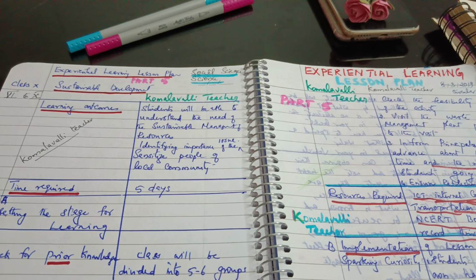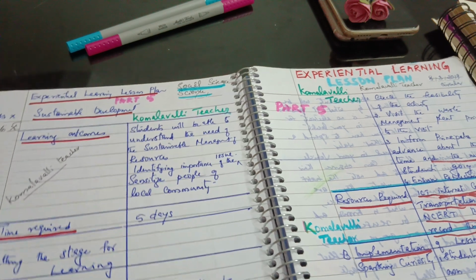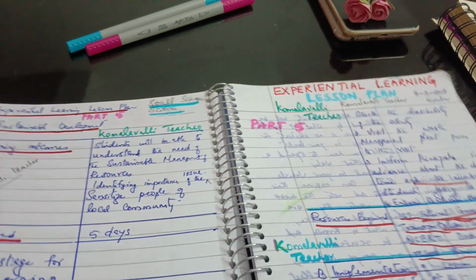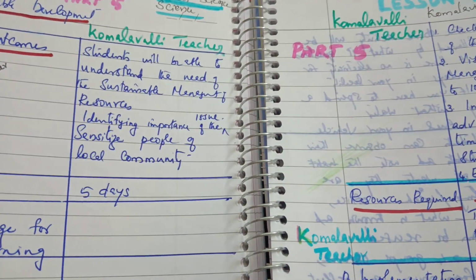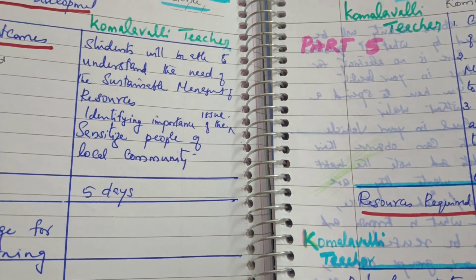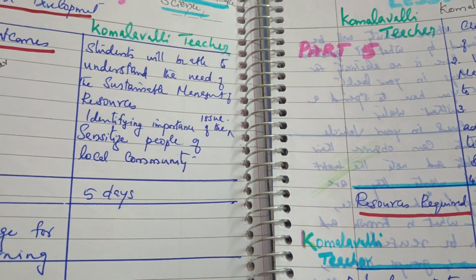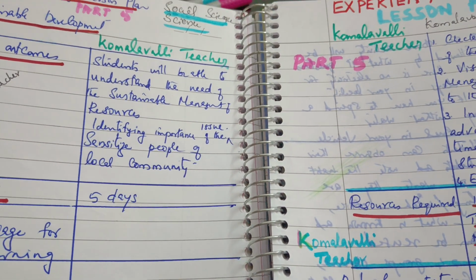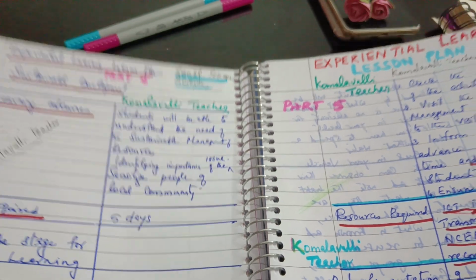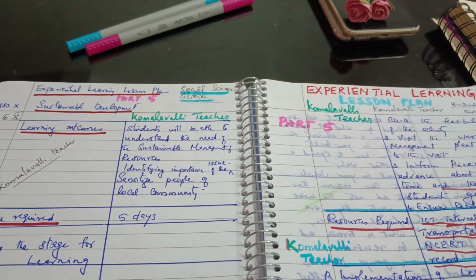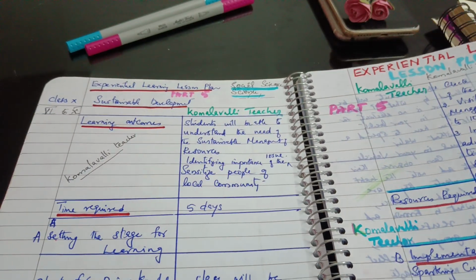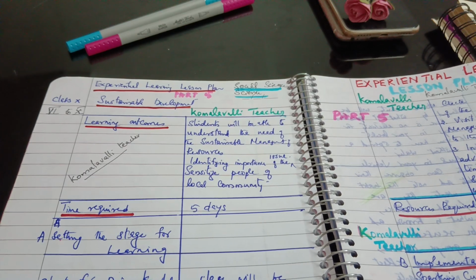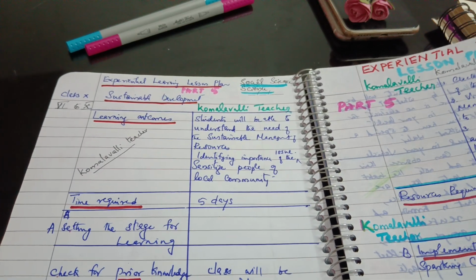Here the lesson plan is on experiential learning, with the topic sustainable development. What about the learning outcome? Students will be able to understand the need for sustainable management of resources, and identify the issues that sensitize the people of the local community. So the children understand the sustainable management of resources.